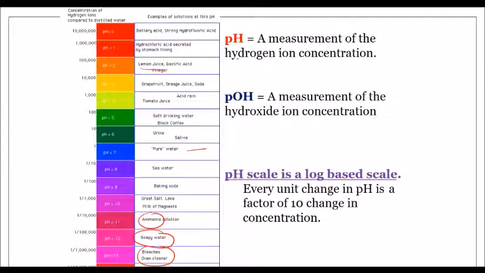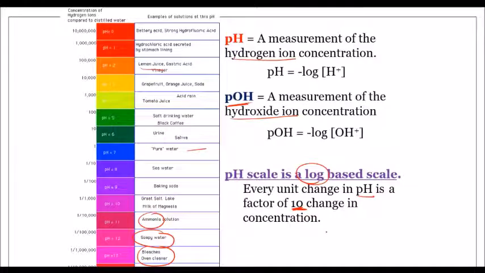Now, pH is a measure of the hydrogen concentration. pOH is a measure of the hydroxide. Now, we don't really use this as a gauge measurement, but we need it in calculations sometimes. The one thing you have to know is that pH is a log-based scale, and it's a log base 10 scale, I should say, because every unit change in the pH is a factor of 10 change in the concentration. Okay, so keep that in mind.